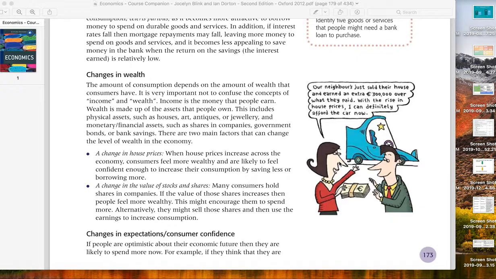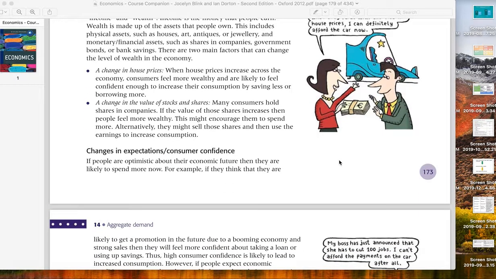So this can include physical assets: houses, art, jewelry, antiques. There's a whole bunch of stuff, even your bank savings and investments and shares. All of those things contribute to wealth. So there are two main factors that can change the level of wealth in the economy. Change in house prices. When house prices increase, your wealth increases. Why? Because now it's worth more value than it initially was worth. So it lets people feel confident, and then it indirectly increases their consumption.